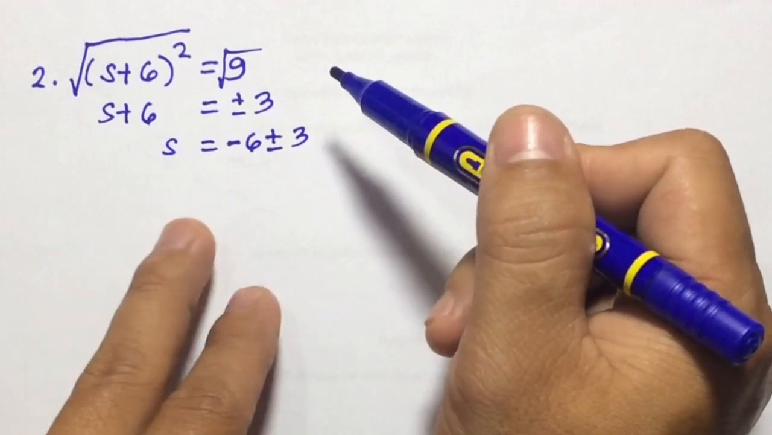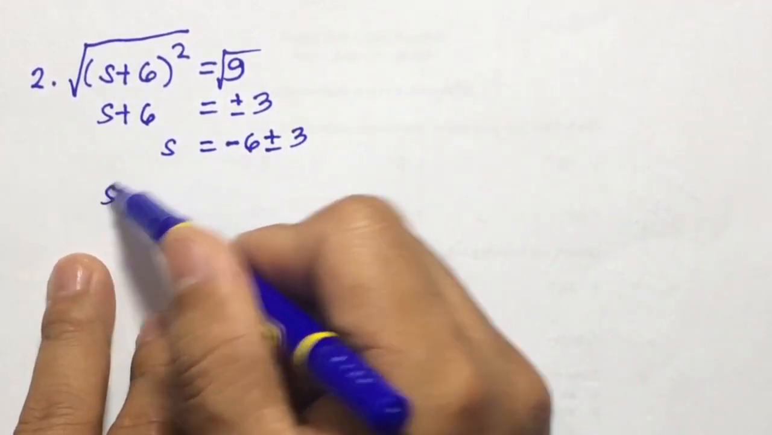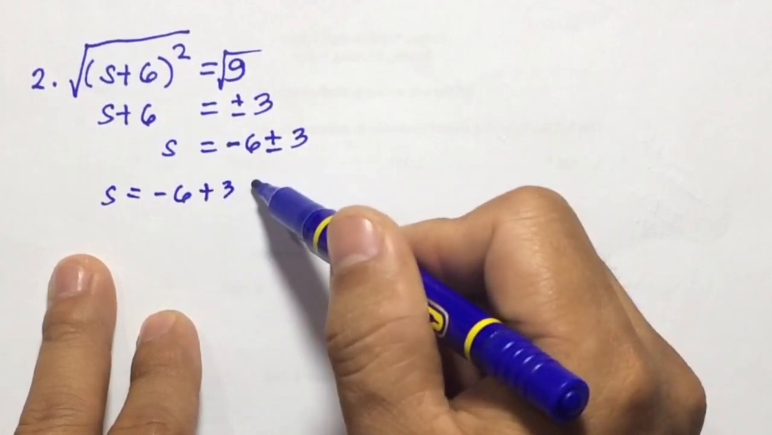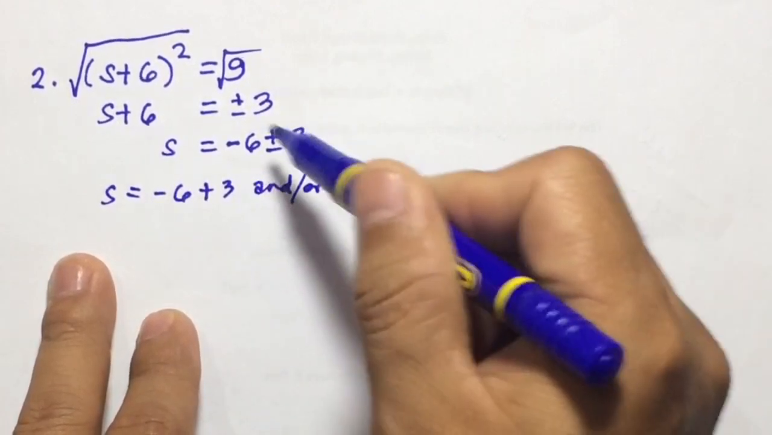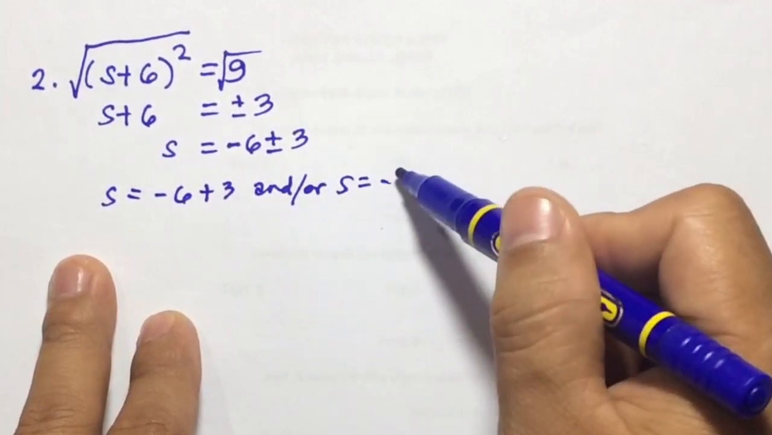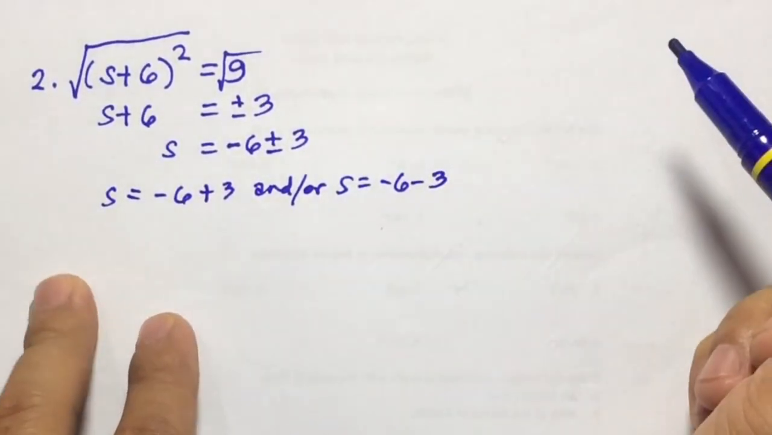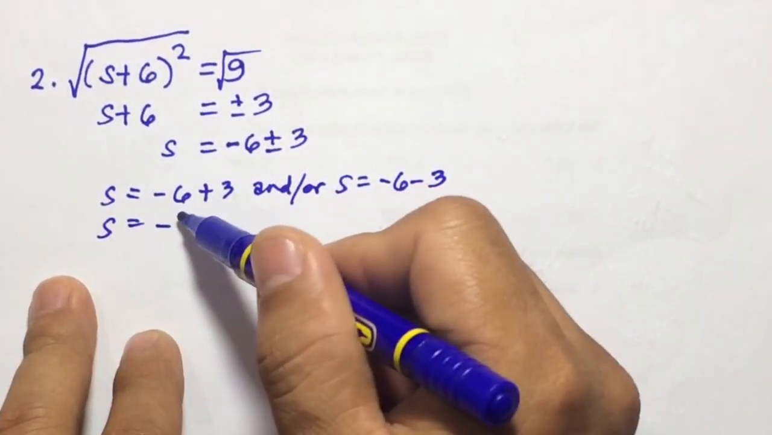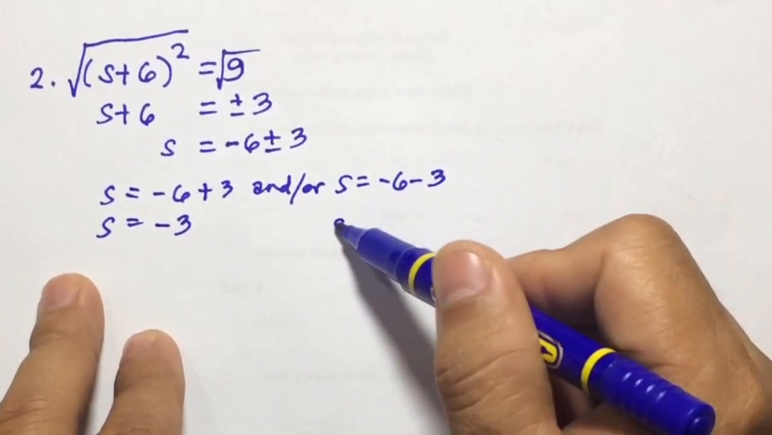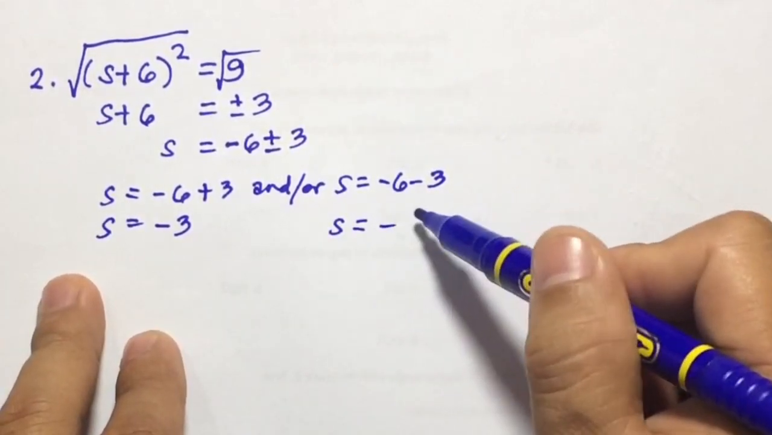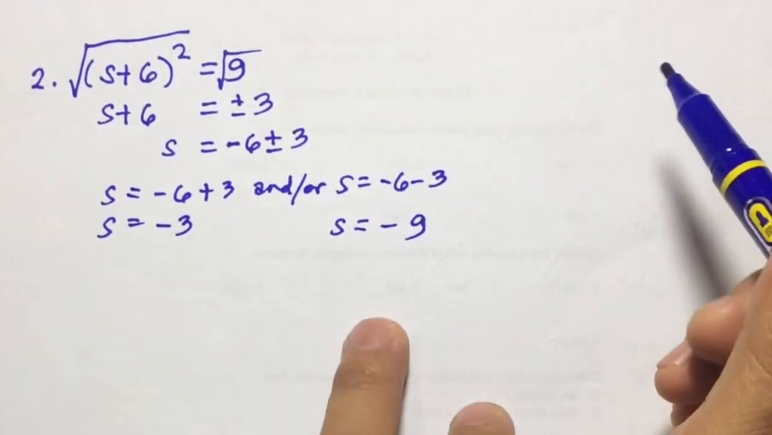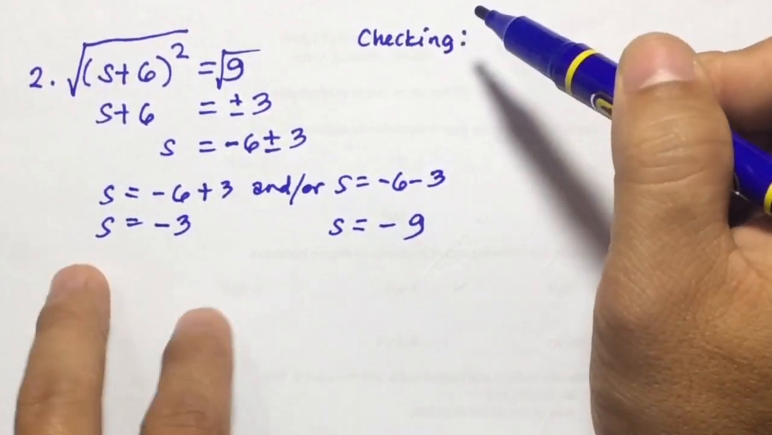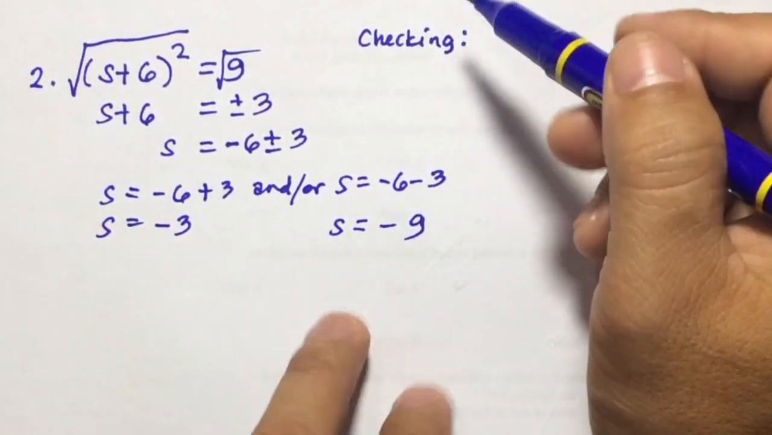So we're going to have here two solutions. So s here will be equal to negative 6 plus 3, and or s equals negative 6 minus 3. Then negative 6 plus 3, the answer here is negative 3. Then in here, s will be equal to negative 9. Now for your checking, again, we're going to substitute these values of s in the original equation.